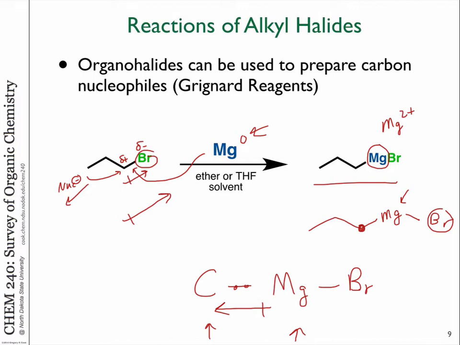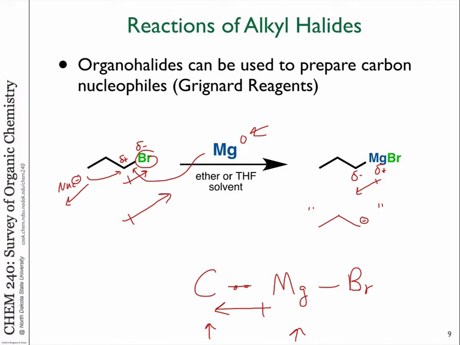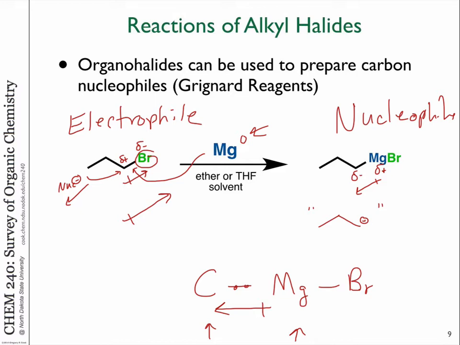So in the product, we have a very different situation than we do in the starting material. This product, the Grignard reagent, instead of having a carbon plus, now has a carbon with a partial negative charge and a magnesium with a partial plus charge. So it's polarized in this direction. This now becomes equivalent to a carbanion in reactivity. So we've taken what is typically an electrophile on the left side, looking for some nucleophile to react with, and it becomes a nucleophile. We've changed the reactivity.